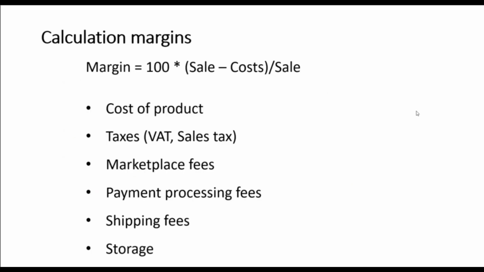Finally, if you're calculating margins, remember to include all the costs in your margin calculation. These would normally be the cost of the product, as in how much you buy it for, any taxes, so VAT or sales tax, marketplace fees, these are around 10 to 15% normally, payment processing fees can be anything up to 3%, shipping fees. Shipping is frequently included in the item price, so needs to be factored in. If you're using a fulfillment house like FBA, Fulfilled by Amazon, there will be storage fees to pay.